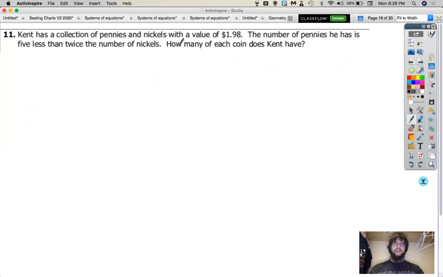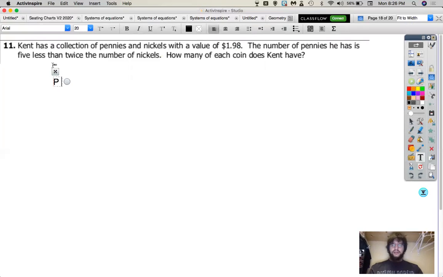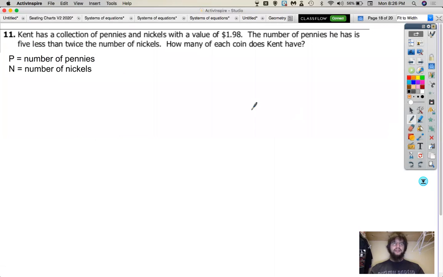We got pennies and nickels with a value of $1.98. So again, P is going to be the number of pennies. N is going to be the number of nickels. Not their value, but the number of them. How much is a penny worth? 1 cent, 0.01. How much is a nickel worth? 5 cents, not 50. 0.05. That's got to equal $1.98.